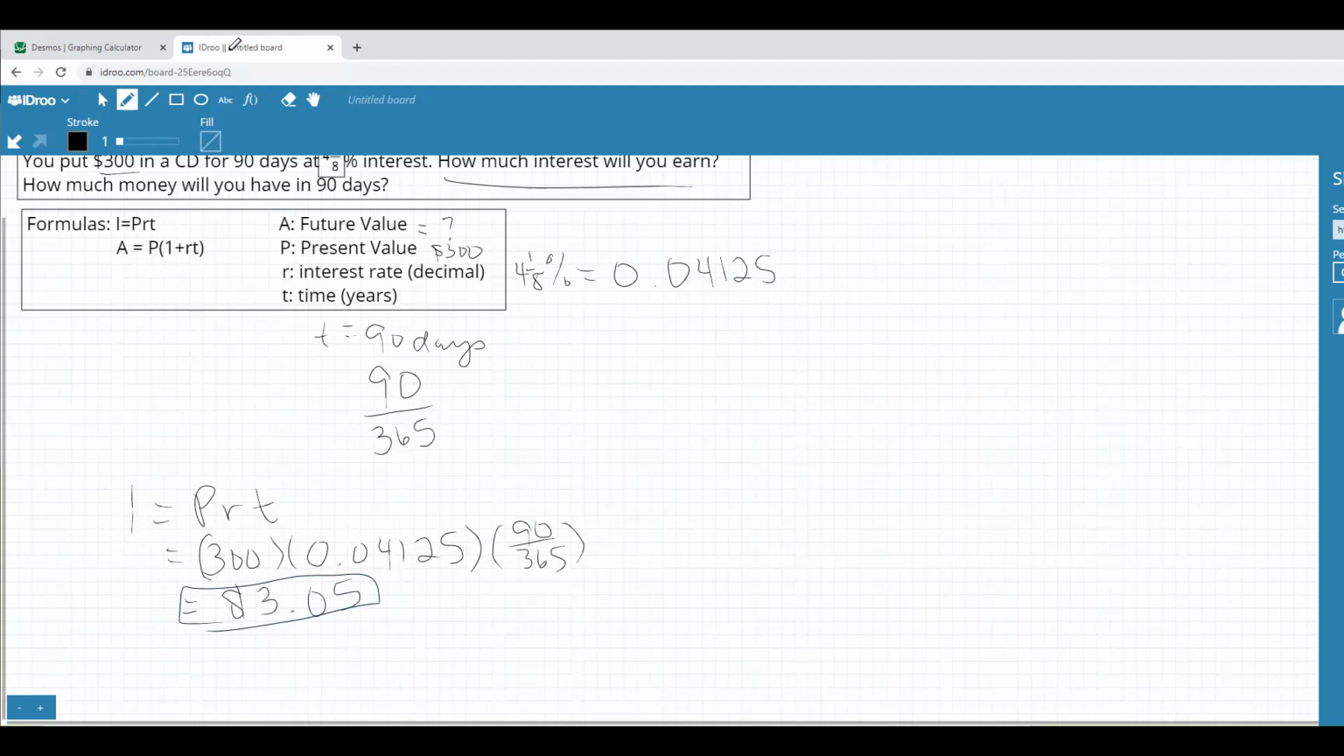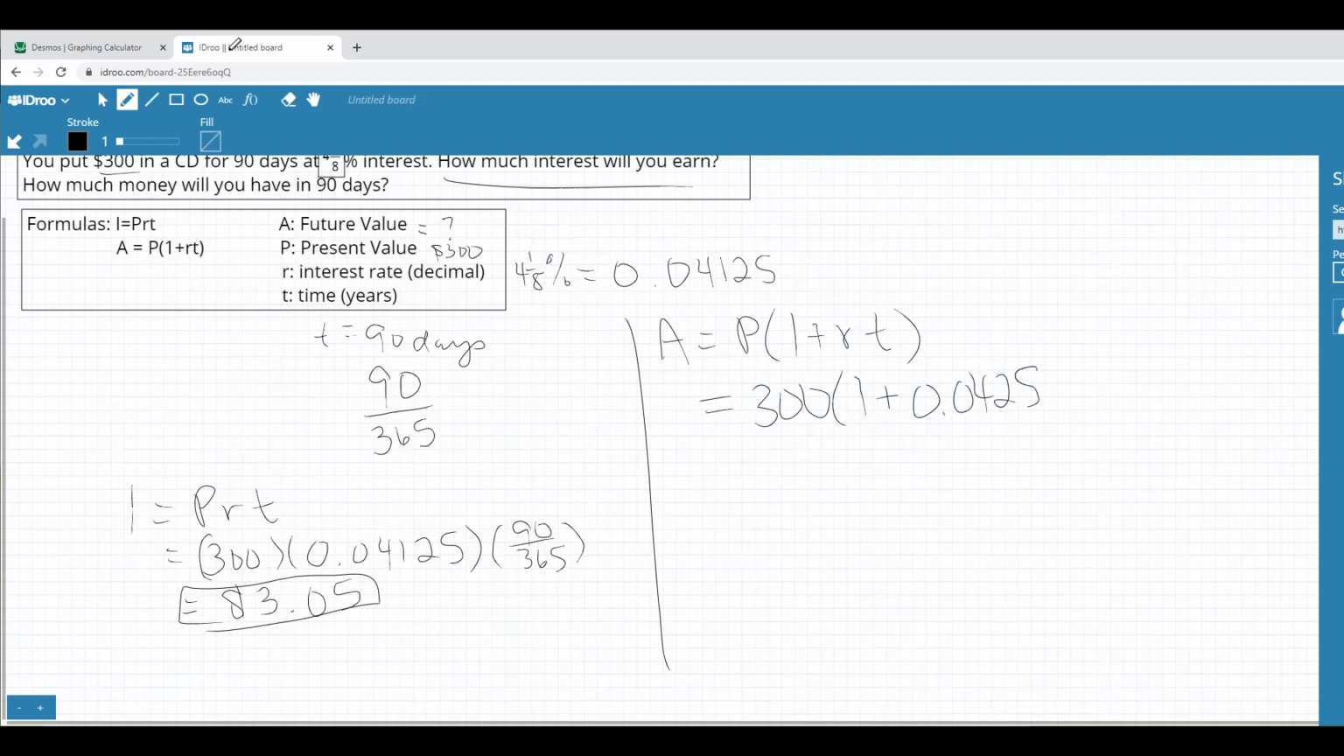The second part says, how much money will you have in 90 days? So we're going to have A equals P times 1 plus RT. So we know that 300 is P. We found our R. And we know that T is 90 over 365. So we're going to plug that into our calculator now.